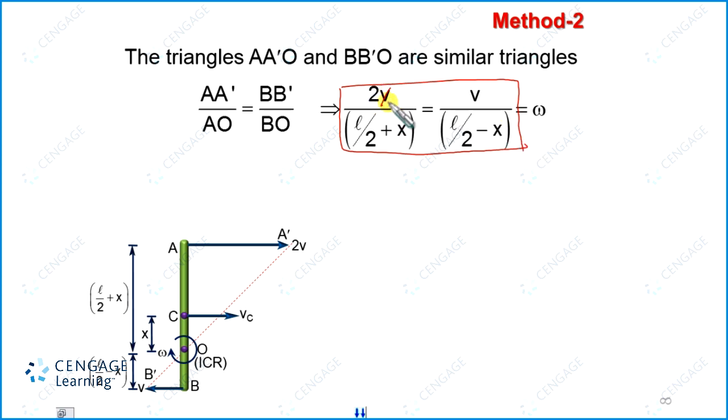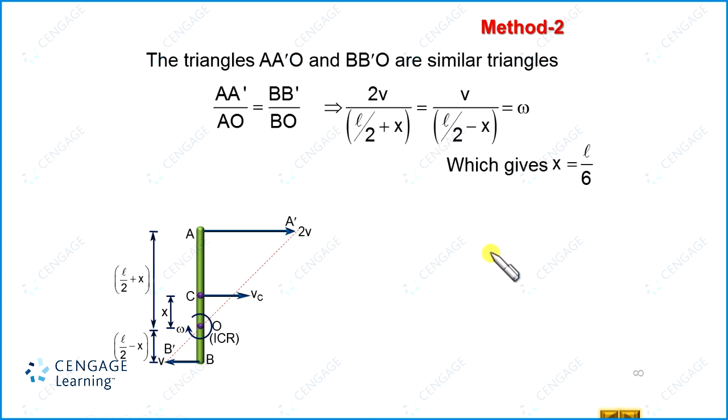We can observe this V and V will get cancelled. Now we can write 2 multiplied by L by 2 minus x, that should be equal to L by 2 plus x. Now if we solve this, this should be equal to 2x and this is x, that is 3x equal to L by 2, right? This is L by 2 minus L by 2... that will be L by 2. That means x equal to L by 6.